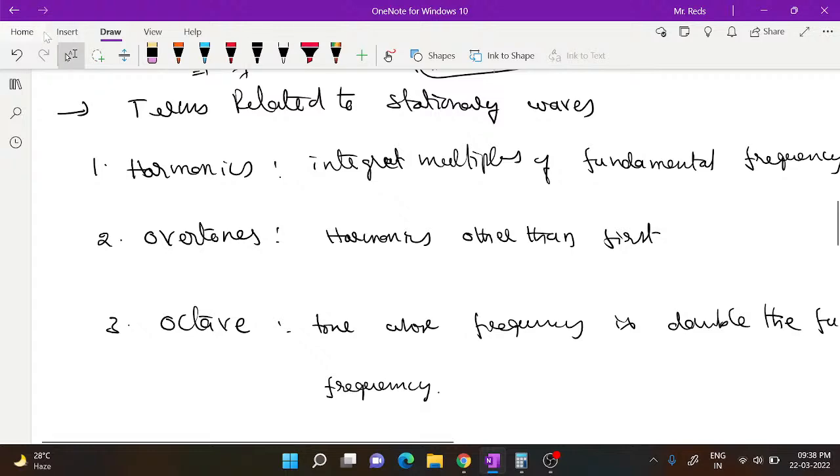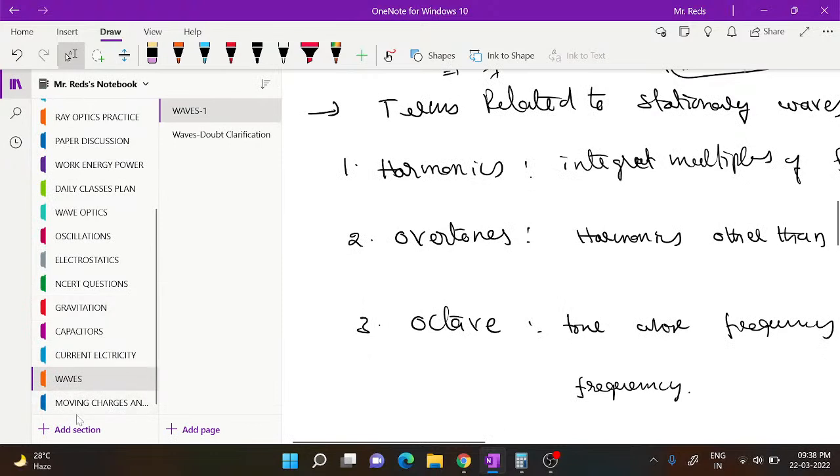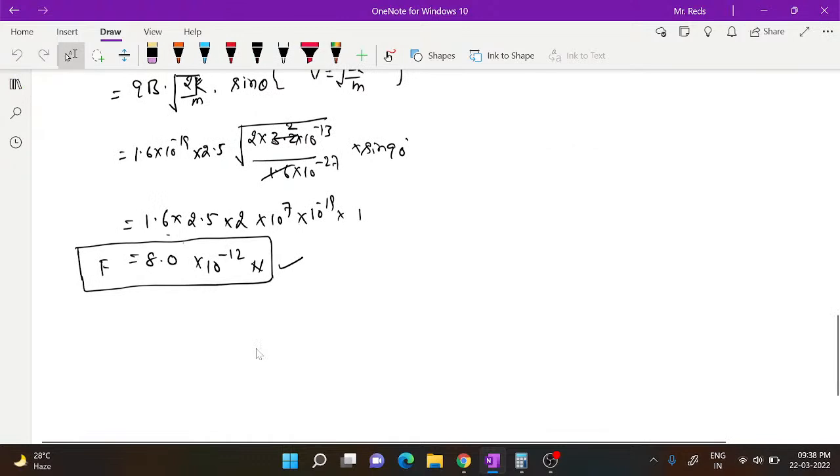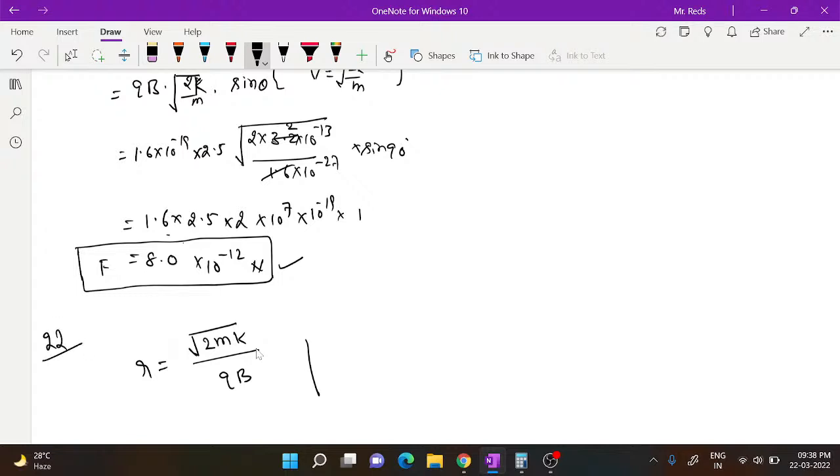So you can say R is equal to, in terms of kinetic energy, square root of 2mK by qB, right? So the proton is rotating along a circular path with kinetic energy K. Initially, the initial kinetic energy K1 is equal to K, and q1 is equal to q.